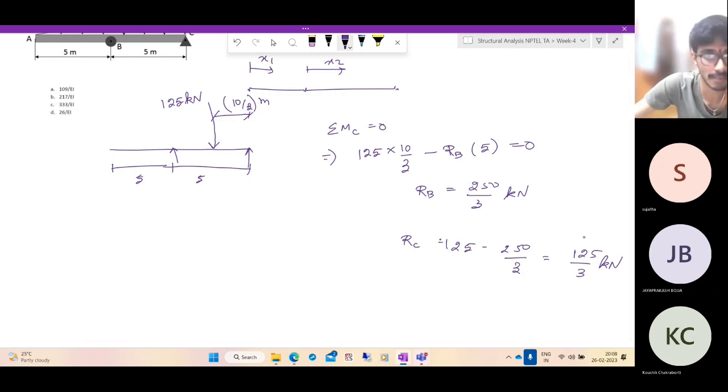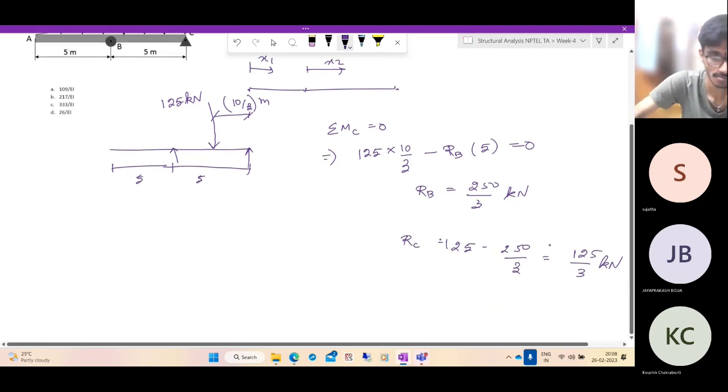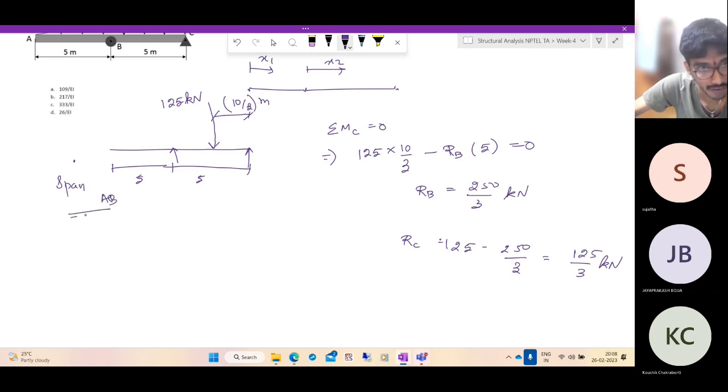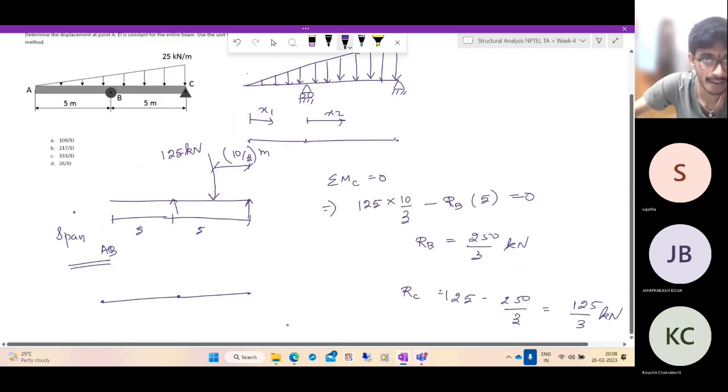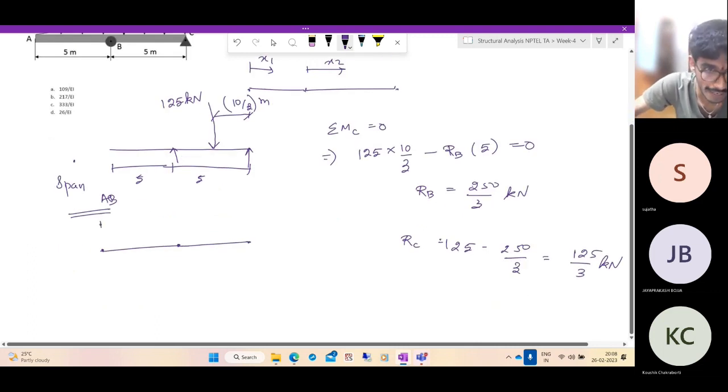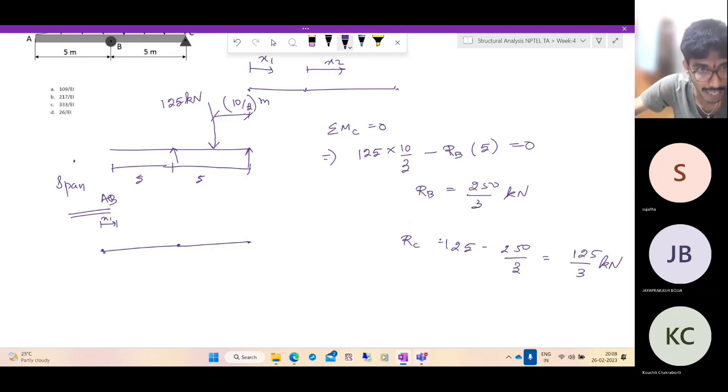Now let us draw the bending moment diagram. In the span, let us call it the span AB, what does it look like? I have taken two coordinate systems. If I take x1 from here, it is hogging, so the tensile side is downwards. So I'm plotting it this way.